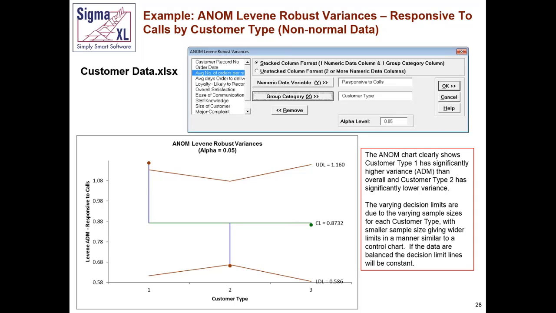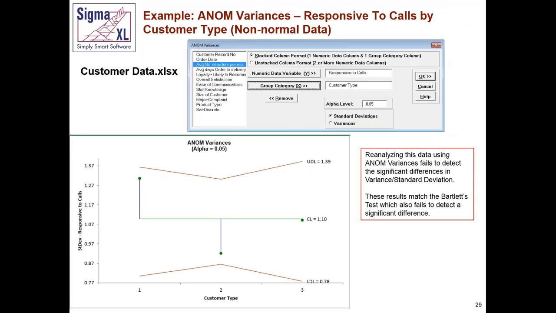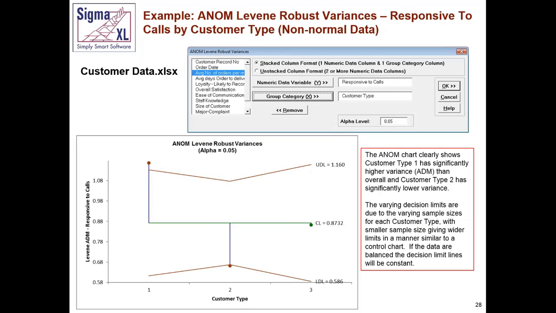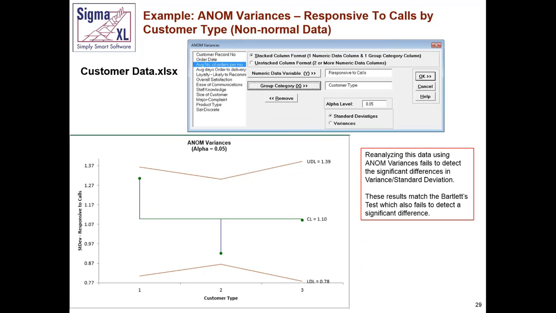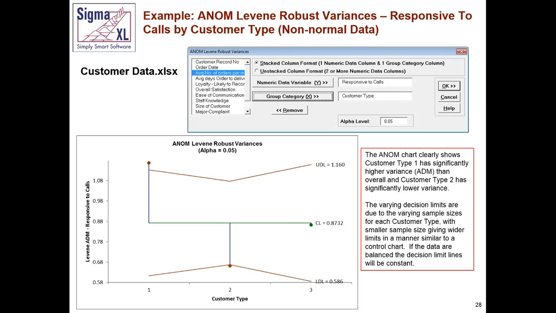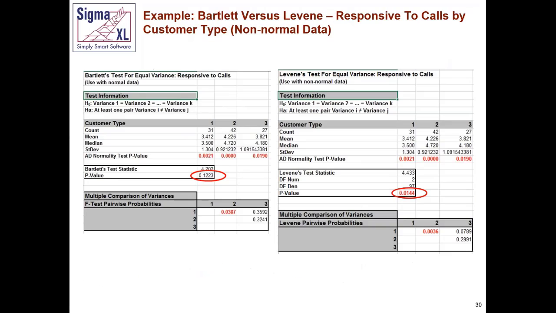So we're looking at variances, robust variances, and if I take the same data and run this in a regular Anom chart, it fails to detect. So much like the earlier example where, due to the non-normality, the charts aren't behaving properly, we have the same issue here. Using the Anom-Levene chart is the appropriate chart when you have non-normal data.